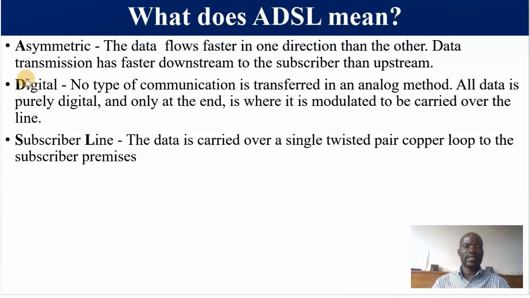Digital simply means that our signal has to be in the form of ones and zeros, or it has to be discrete. It must not be a continuous signal. So we are saying all data is purely digital, and only at the end is it modulated so that it is able to be carried over the line. Subscriber line, this is a UTP line from the exchange to the subscriber's premises. It is a copper line.